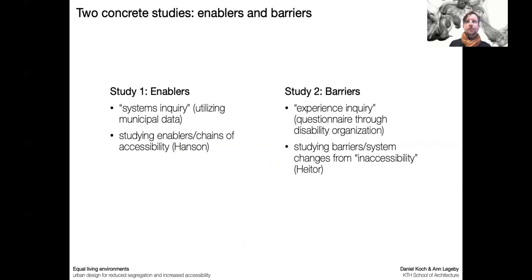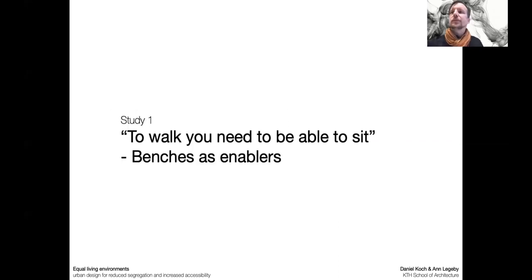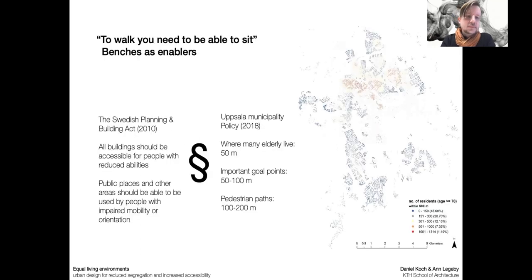Having said that, let's move into the studies, and I'm going to move to Anne now to introduce the first study of enablers. Yes, to walk, you need to be able to sit. One of these studies we did as part of the project was to study enablers, and drawing from ideas about accessibility and walkable cities that also should be inclusive, we focused on how benches may function as enablers.